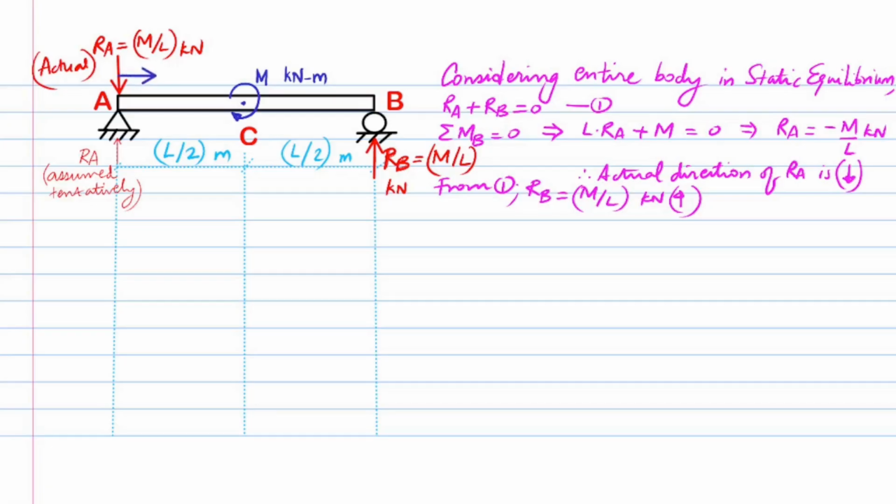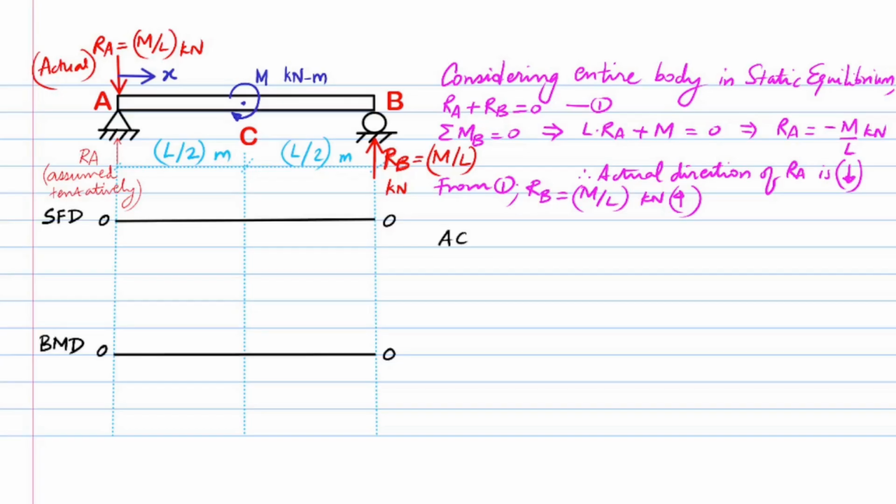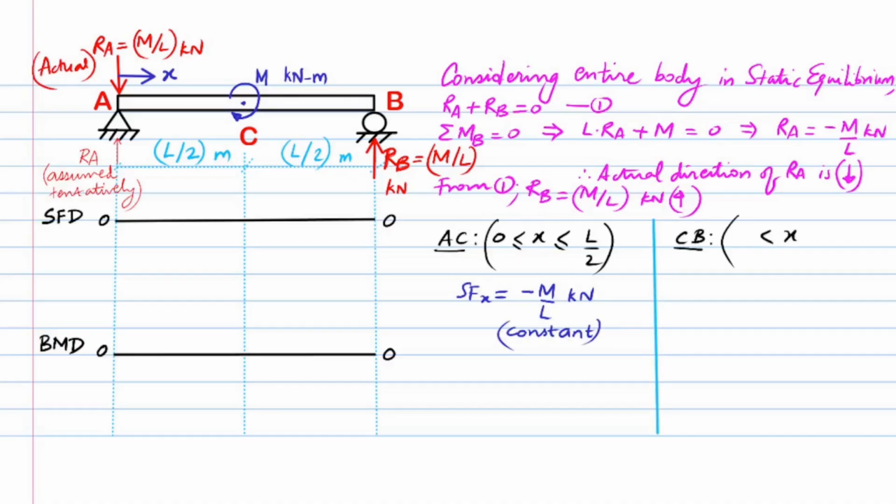We now mark the left end A as the reference from where the distance x of the imaginary section is measured and apply the method of sections to find the shear force and bending moment values at various sections along the beam length. Then we draw the zero datum lines for shear force diagram and bending moment diagram respectively. For region AC, for which x is greater than or equal to 0 and less than or equal to 1/2 L meters, the shear force at x equals minus M over L kilonewtons, which is a constant. For region CB, for which x is greater than or equal to 1/2 L and less than or equal to L, the shear force at x again equals minus M over L kilonewtons, a constant value.